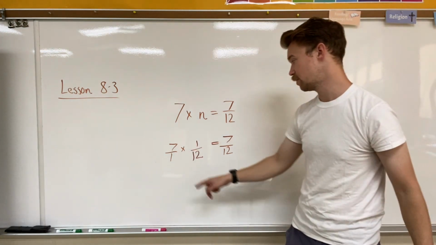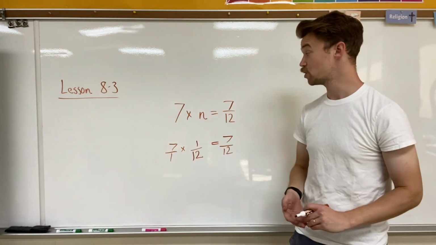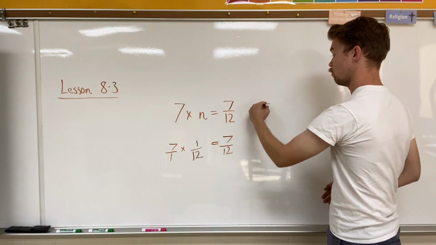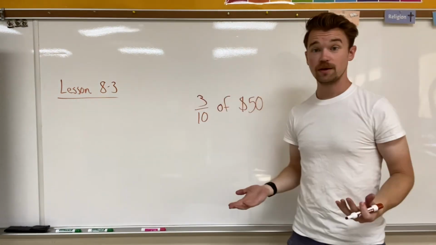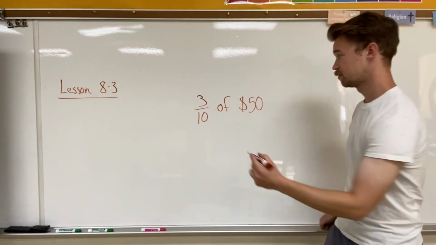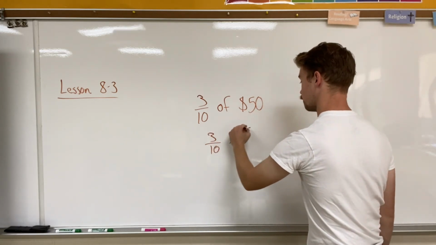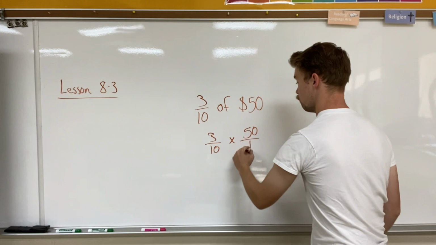So let's just double check. 7 times 1 is 7. 1 times 12 is 12. So n equals 1/12. Now, if I'm taking a look at another example, I have 3/10 of $50. That could be written as 3/10 multiplied by 50 over 1.